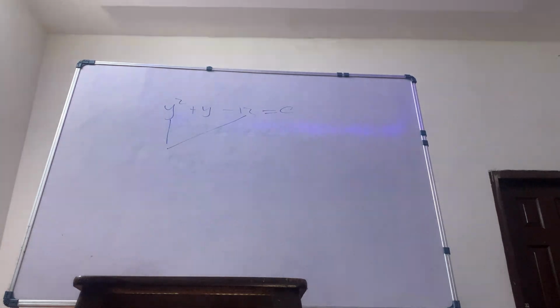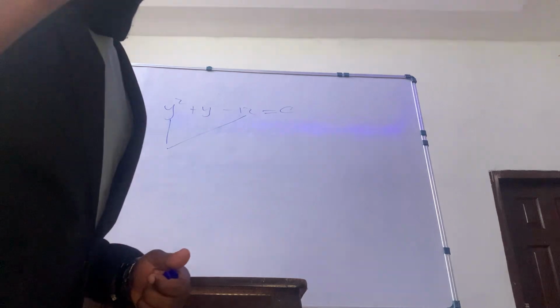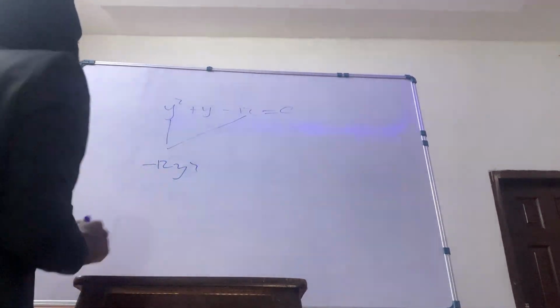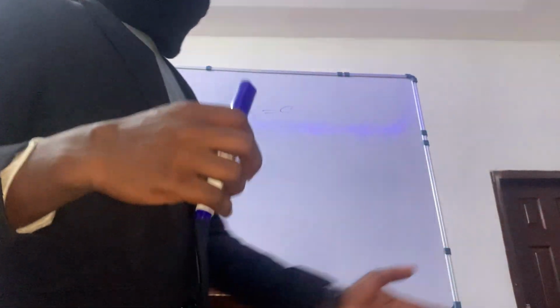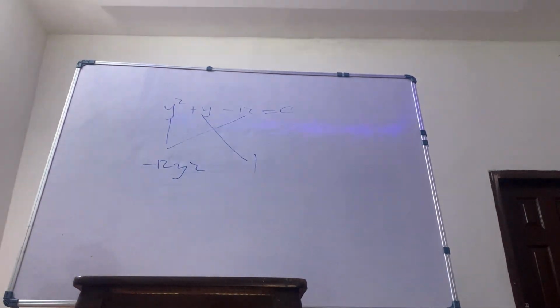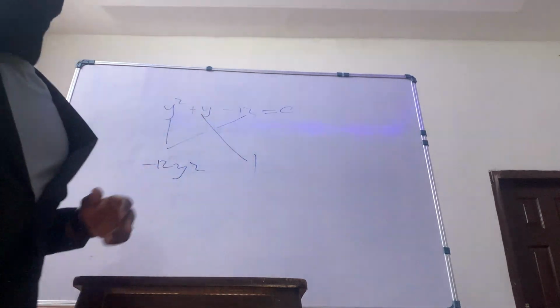We are going to find two numbers, but there has to be a condition. It's not just any two numbers. They are two unique, special numbers such that when we multiply them, they give us minus 12 y squared. This is the product of the numbers. And the summation of these two numbers is going to give us positive 1, the coefficient here.